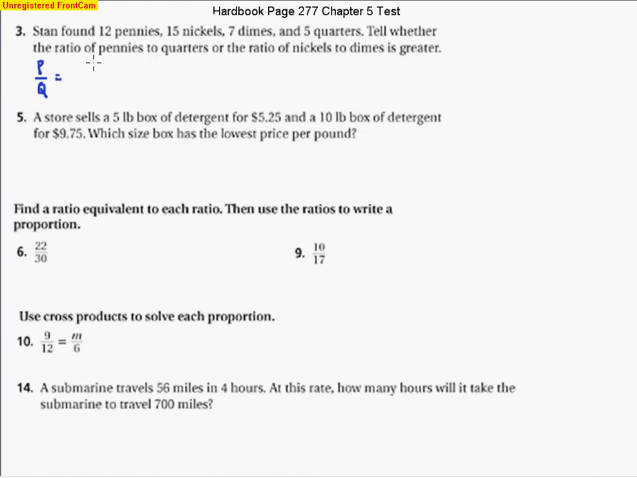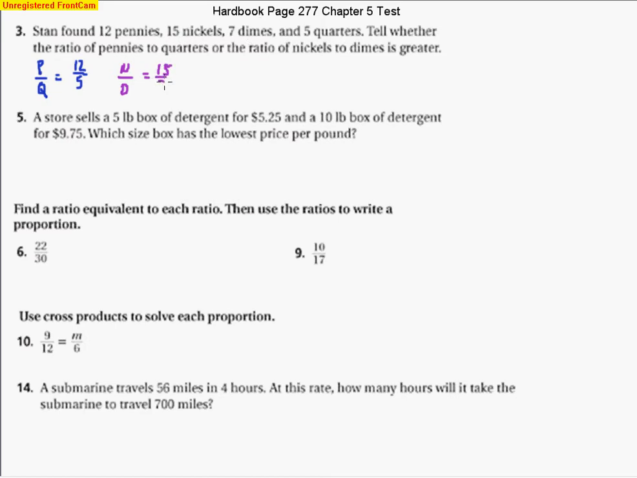Pennies, well, there's 12 pennies. And quarters, well, there are 5 quarters, it says. So there's one fraction. And let's set up the next one. So the next one is nickels to dimes. So nickels is going on top, dimes on the bottom of the fraction. So nickels, there's 15 nickels, and there are 7 dimes.